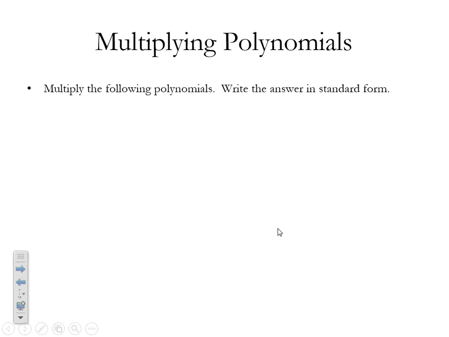Multiplying polynomials. Multiply the following polynomials. Okay, if you had an Algebra 1 teacher that told you you couldn't use the word FOIL, this is why. We can't FOIL here. When we have a binomial and a trinomial and we're multiplying them together, we have to do what's called double distributing.